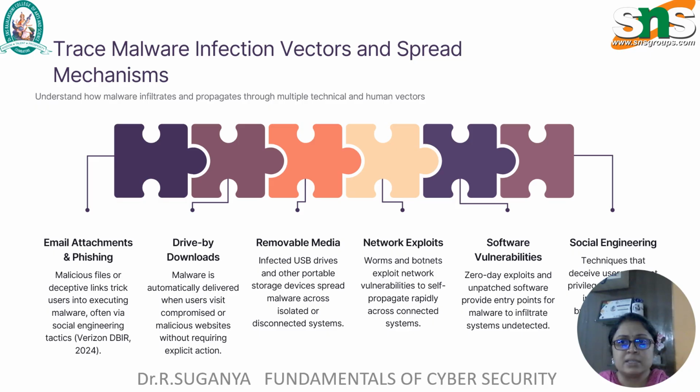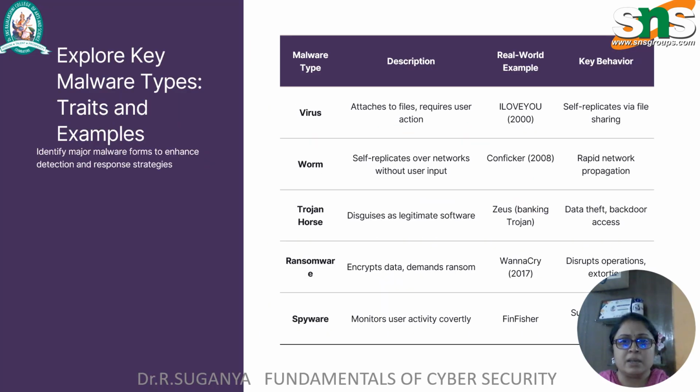Okay, and next is about key malware types, traits and examples. So what are the malware types? Viruses. So we know what a virus is. It attaches to files and requires some user action. So it self-replicates while the file is being shared. And worm, we know that it self-replicates over the network without user input. And the real world example is Conficker, which happened in 2008.